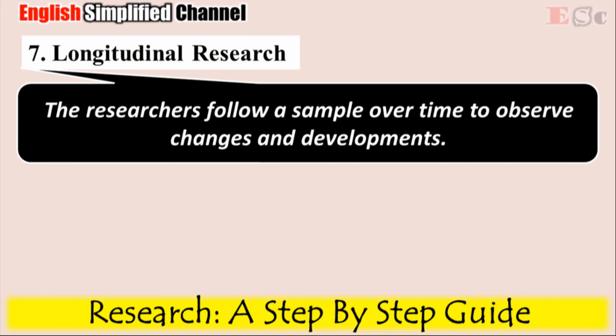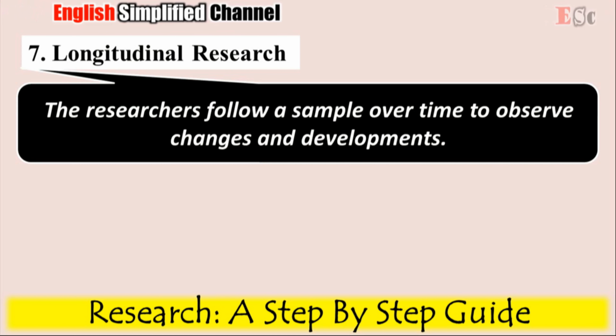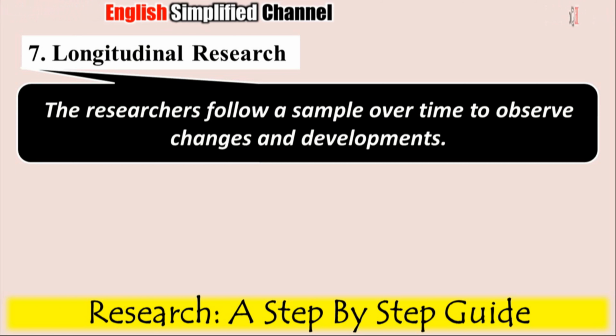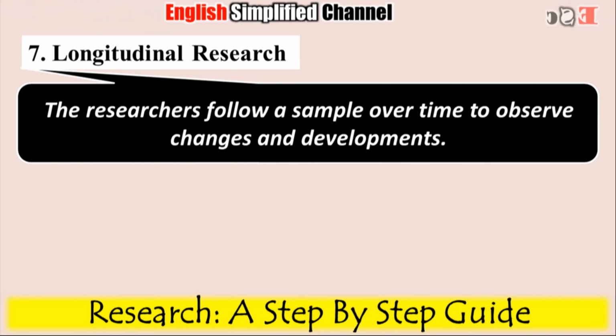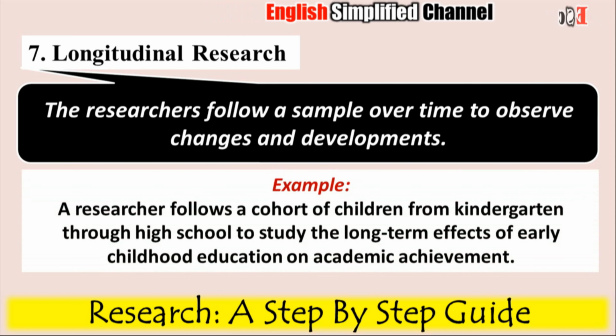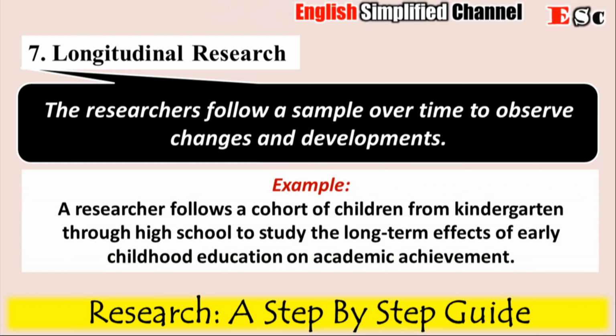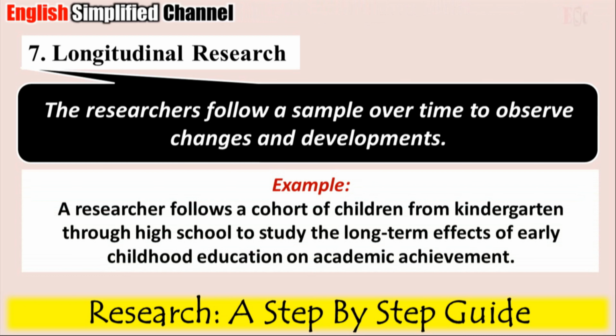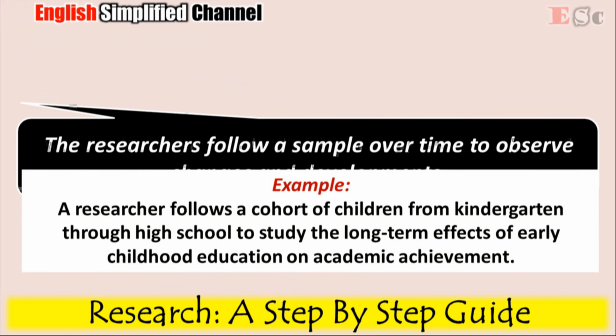7. Longitudinal research. In this research, the researchers follow a sample over time to observe changes and developments. Example: a researcher follows a cohort of children from kindergarten through high school to study the long-term effects of early childhood education on academic achievement.